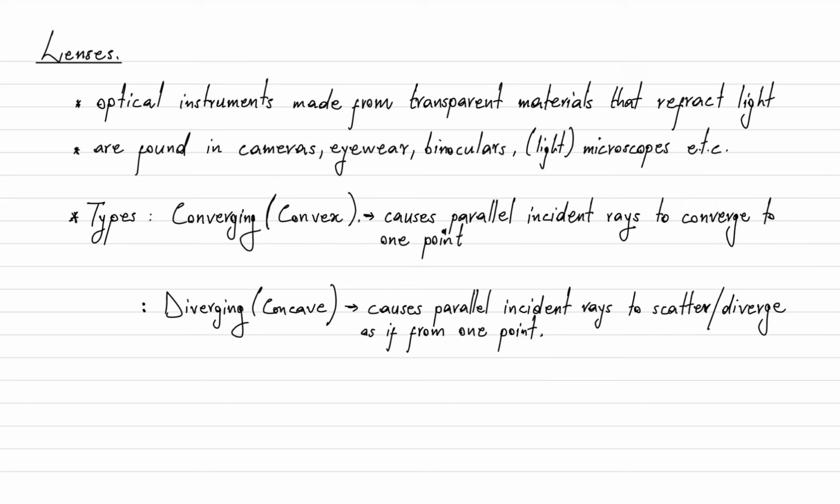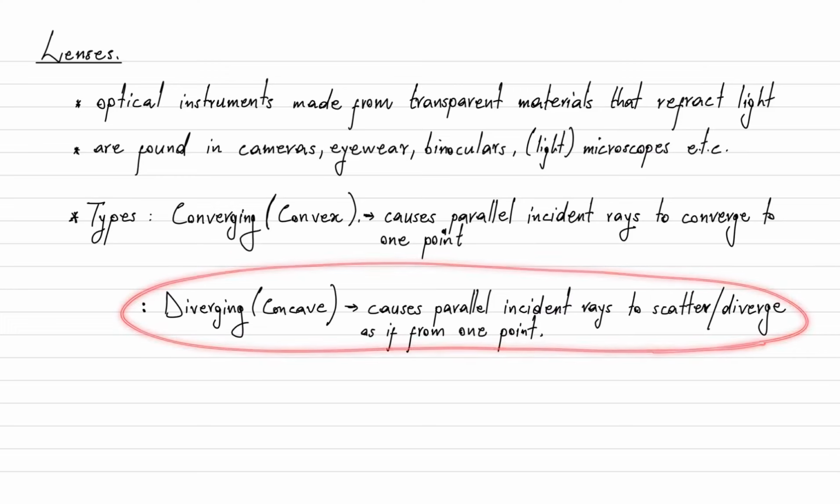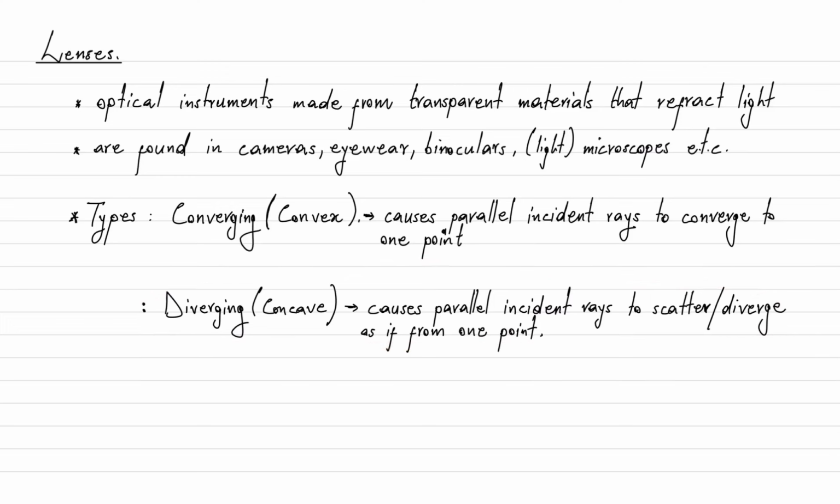And again, by the name, you have probably figured out that a diverging lens will cause parallel incident rays to, instead of converge, diverge or scatter. The scattering of these parallel incident rays will be such that it will seem as though they have diverged from one point. Again, this statement will also be made clear when we talk about how diverging lenses work.